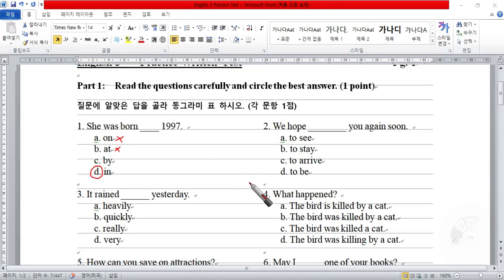Let's look at number 2. Okay, so obviously we're looking at some infinitives here.